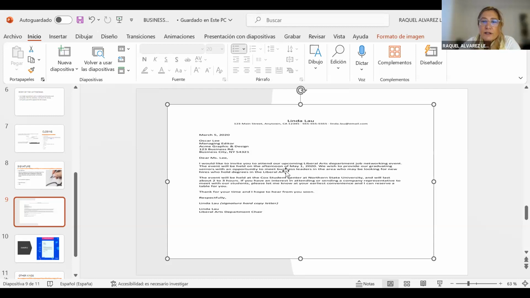I would like to invite you to attend a coming liberal arts department job networking event. The event will be held on the afternoon of May 2020. We wish to provide our graduating seniors with an opportunity to meet business leaders in this area who may be looking for new hires who hold degrees in the liberal arts. The event will be held at the Cox Student Center in this university and will last about 2 or 3 hours. If you have an interest in attending or sending company representatives to meet your students, please let me know at your earliest convenience and I can reserve a table for you.